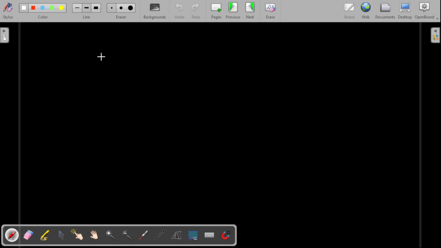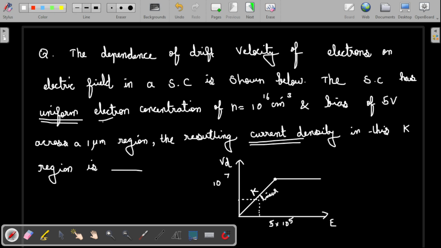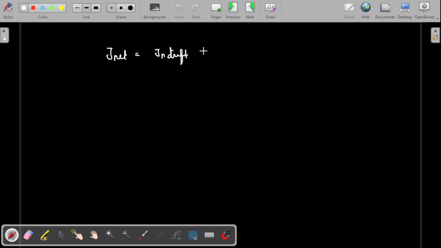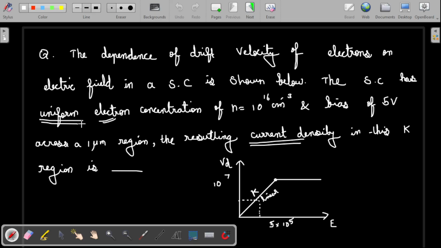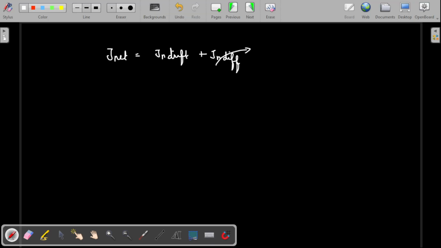So let's start. They're asking about the J net, the current density. So we can directly write the formula of J net. This is N. Why I am mentioning N is that they gave a clue that it is an electron. So J N drift plus J N diffusion are the two terms that will contribute. Here in the question they gave one super hint that it is uniform electron concentration. So from here we can see that this term tends to 0 because it will not be there as it is uniform concentration or uniformly doped. So there won't be any diffusion of electrons. So let's make that 0.